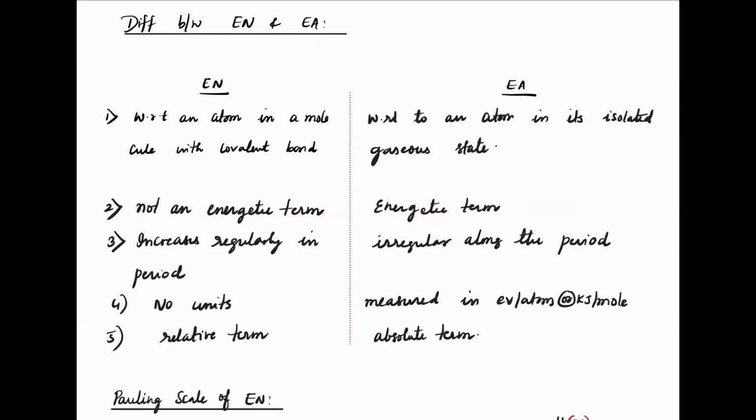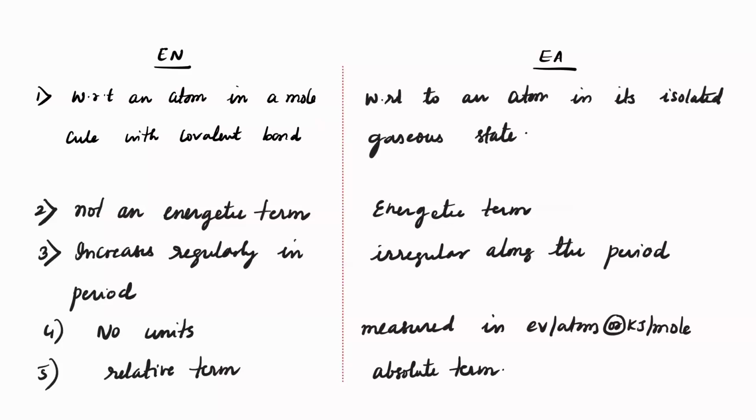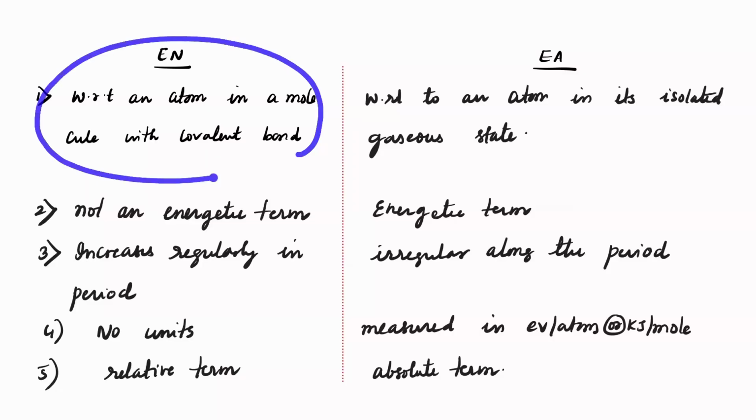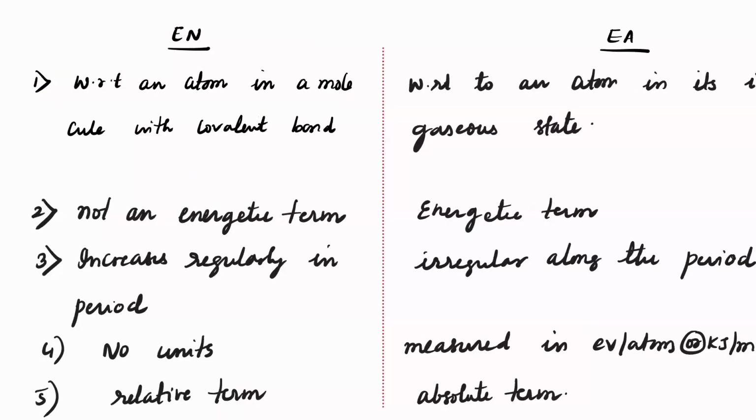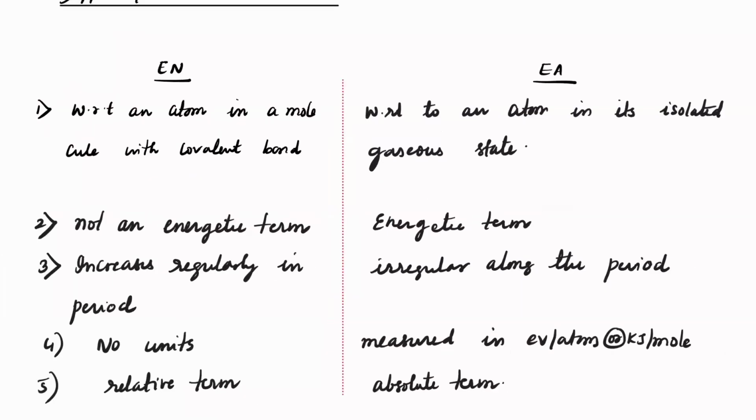First of all, we write electronegativity with respect to an atom in a molecule with a covalent bond. So we can only discuss electronegativity when there is a molecule present. So it is a relative term. So remember, it is a relative term. While when it comes to electron affinity, we write that with respect to an atom, and that too in an isolated gaseous state atom. This is not an energy term, rather it is a reference in terms of relative powers. This is an energetic term. That means it is an absolute energy value, that how much is released or how much is gained.